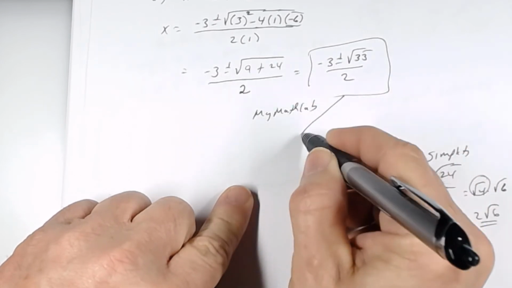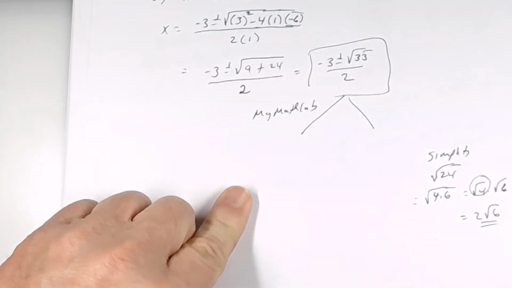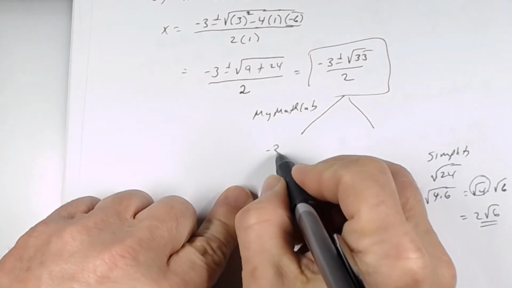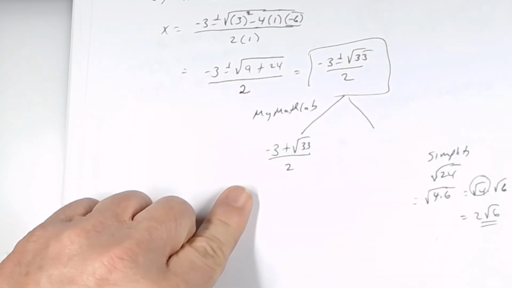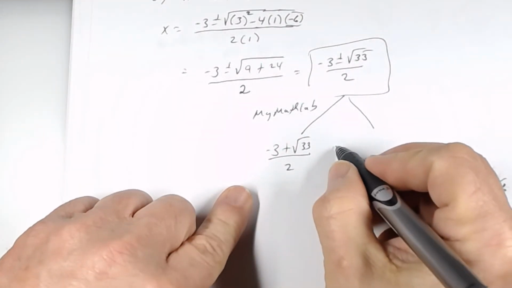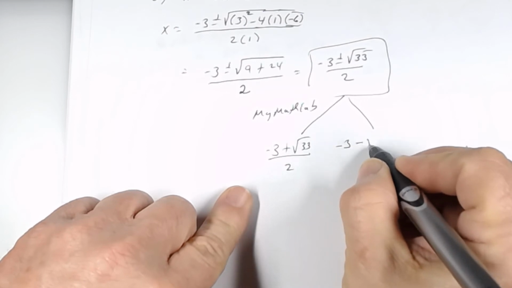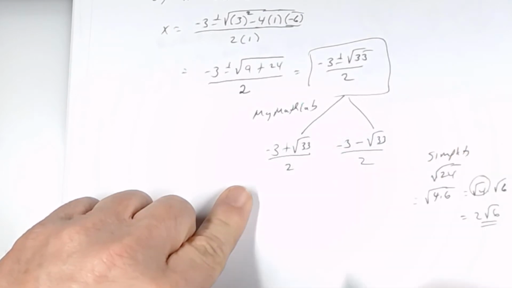So in MyMathLab, they're going to want you to break it apart into 2 separate solutions. So what you're going to do is say negative 3 plus the square root of 33, divided by 2. And then negative 3 minus the square root of 33, divided by 2.